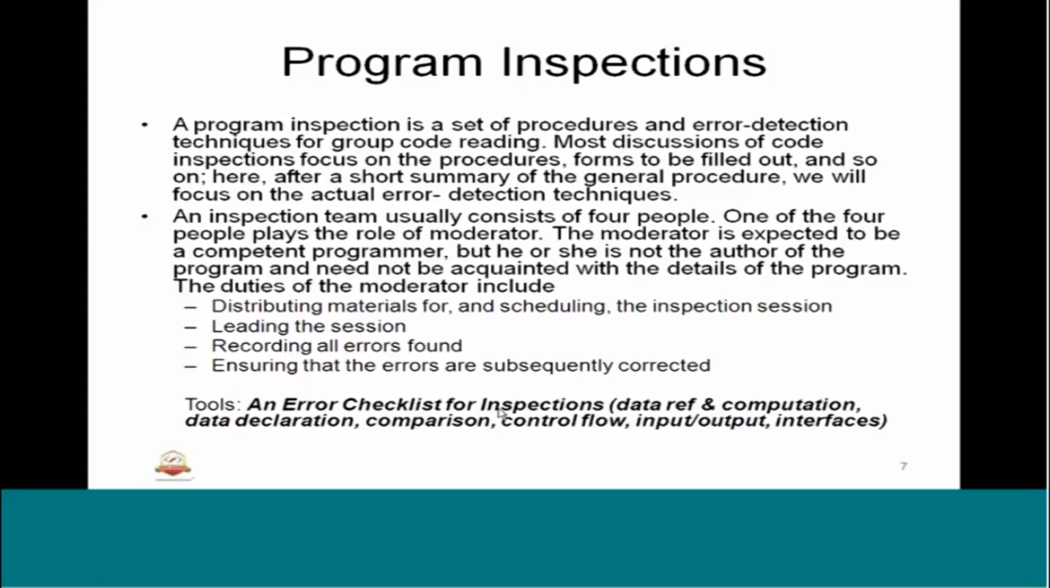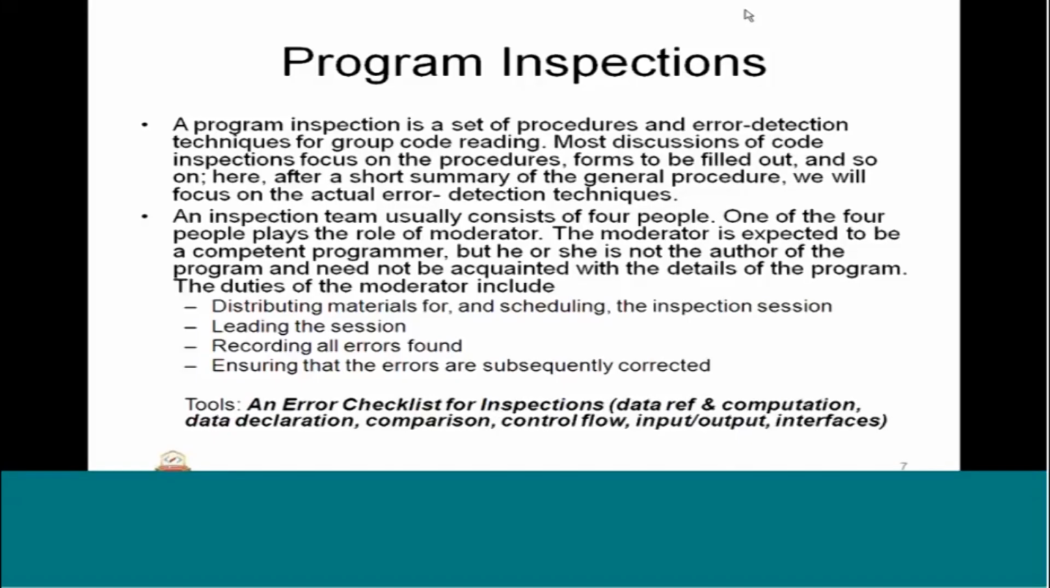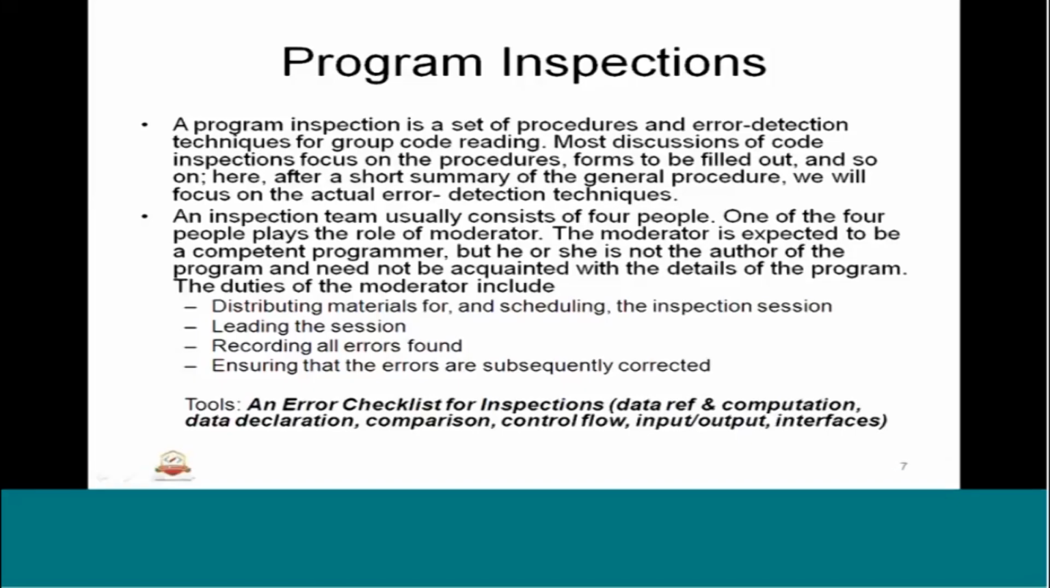The second activity is that the program is analyzed with respect to a checklist of historically common programming errors. So two things will happen: one is narration, the other one is analysis. In narration, he will narrate the code, logic and all that. Participants will raise doubts and it will be recorded. In the second one, analysis will be done against the checklist, such as whatever is listed here.